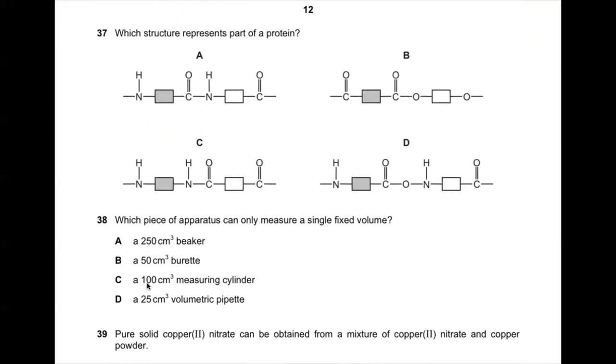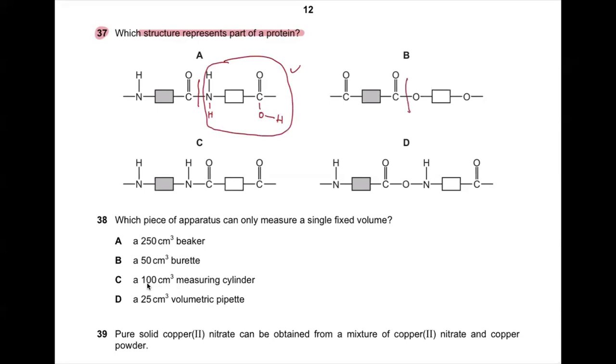Now, MCQ number 37. Which structure represents a part of a protein? Okay. So protein is made from amino acids. So if you break it from here, so see, this one gets NH2 and OH. So if this is the monomer, that is an amino acid. So it means A can be the answer.